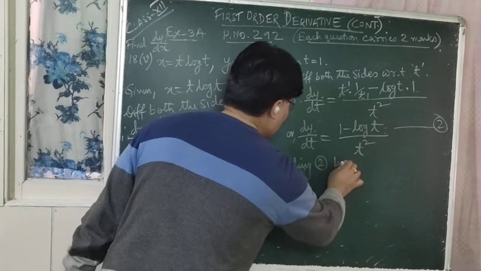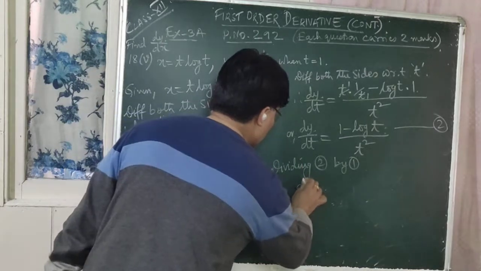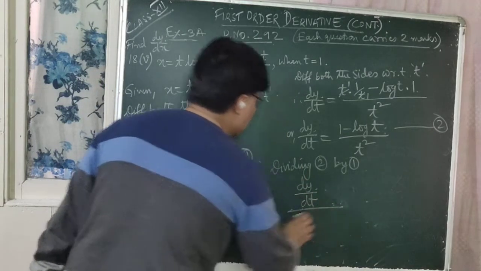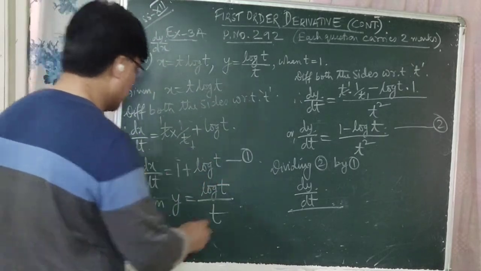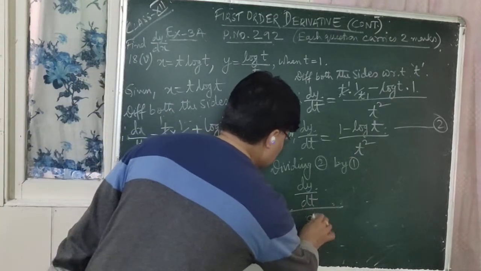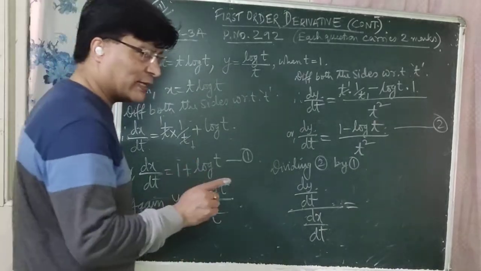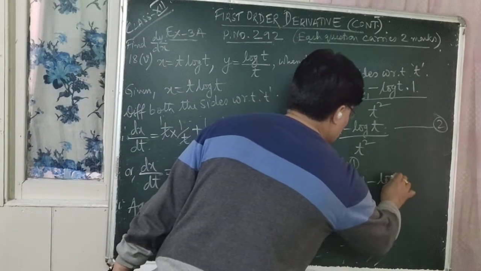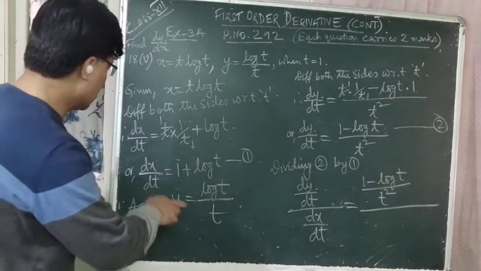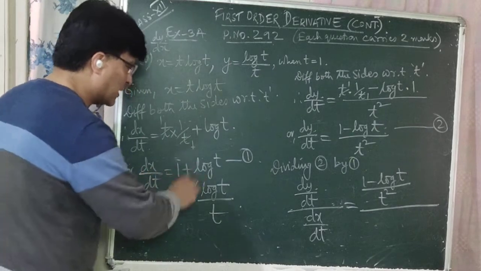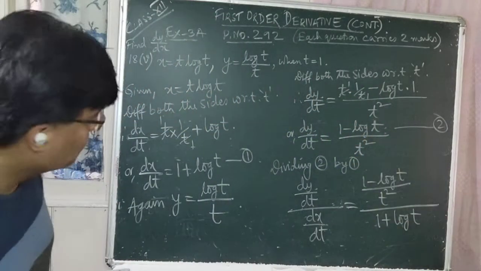So dividing 2 by 1, right? So write down left hand side of number 2 in the numerator, dy by dt divided by, now write down left hand side of number 1 in the denominator, that is dx by dt, which is equal to, on the right hand side, what do we get? You have to write down right hand side of number 2 in the numerator, 1 minus log t, this whole divided by t square, whole divided by, in the denominator, what should you write? That is the value for dx by dt, that is 1 plus log t. So it is 1 plus log t, okay?